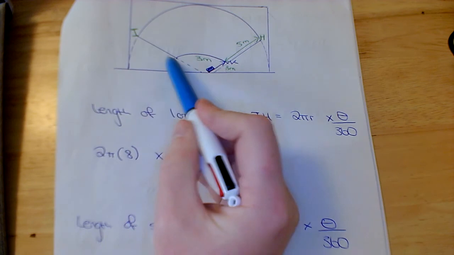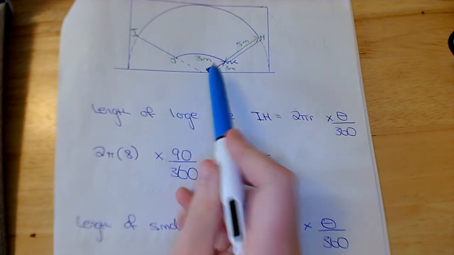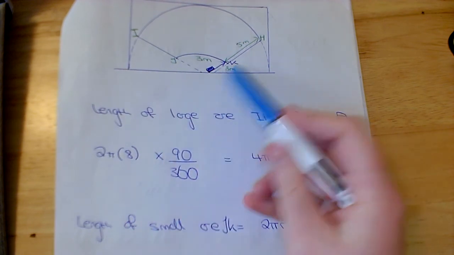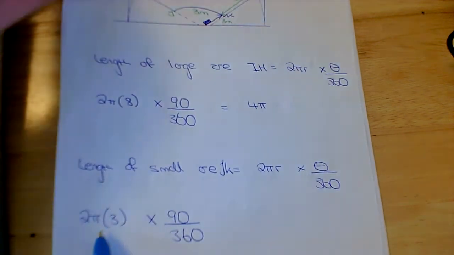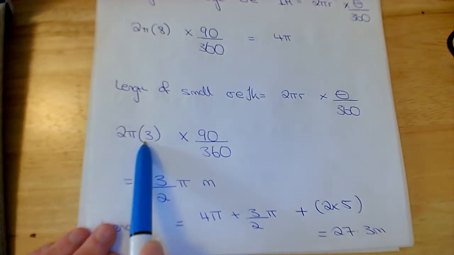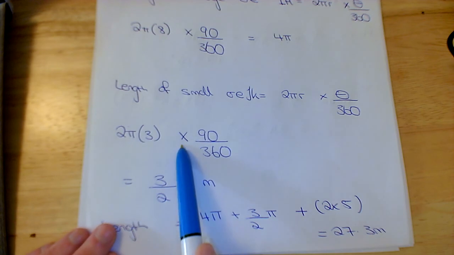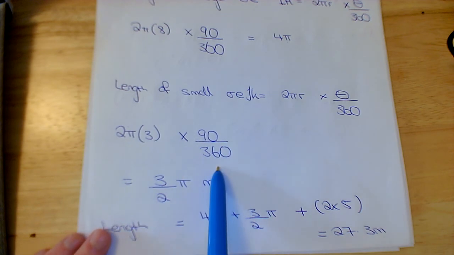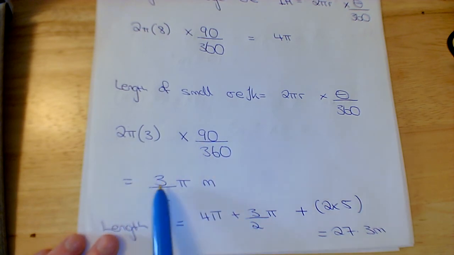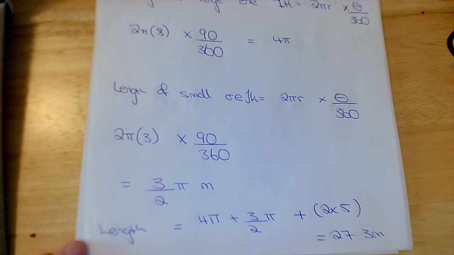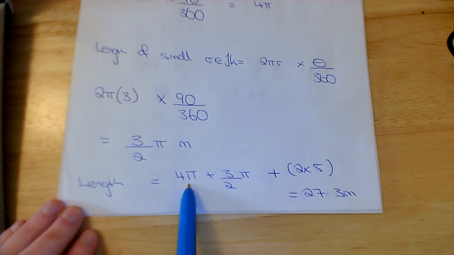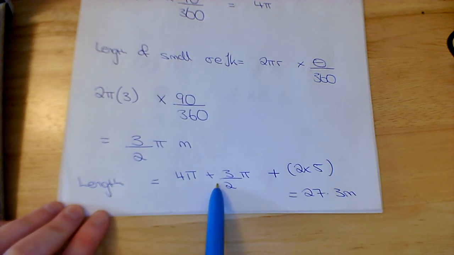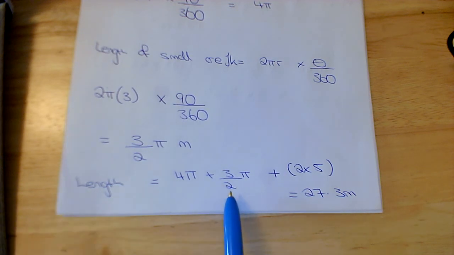Then I will need to get the length of my small arc, so from here to here. My angle is still at 90 degrees, but this time my radius is just going to be 3. So I'll do 2 pi r, where r in this case is 3, multiplied by my angle, which is still 90 over 360, and when I multiply this in, I get 3 over 2 pi meters. So my length of arc altogether: I've worked out that my I to H is 4 pi, plus my J to K is 3 over 2 pi.